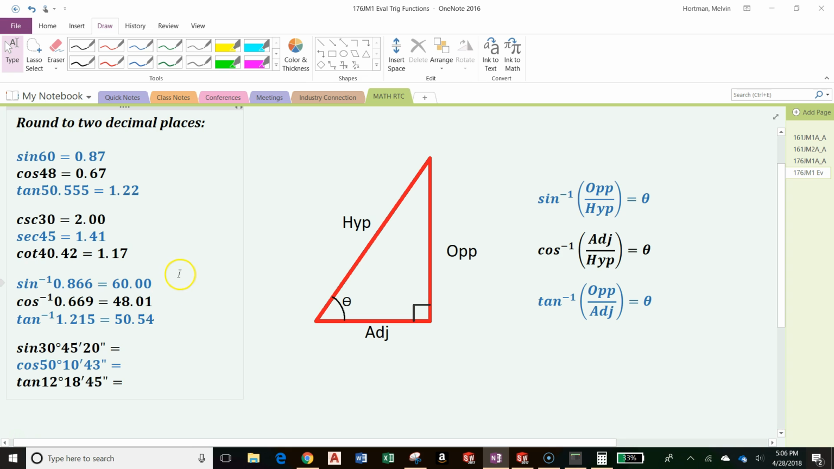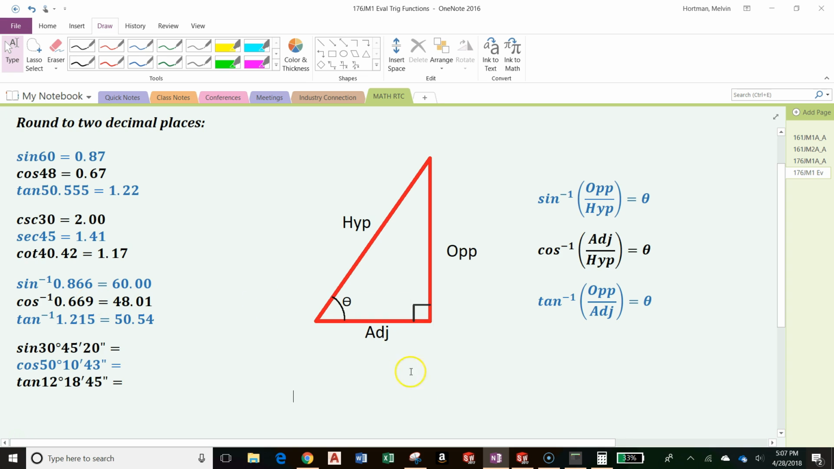Now I want you all to notice something. For the inverse sine of 0.866, I got 60. And then when we took the sine of 60 up here in our previous example, we got 0.866, or rounded, that's 0.87, which is really close to 0.866, right? And when we took the inverse cosine of 0.669, we got 48.01. Up in our previous example, we took the cosine of 48 degrees and got 0.67, which is really, really close to 0.669.